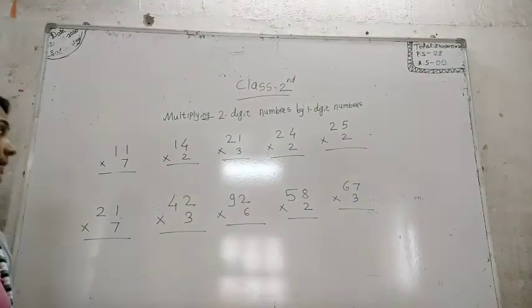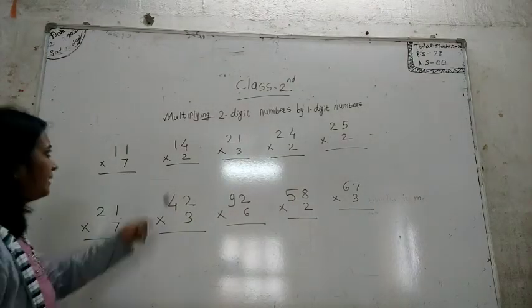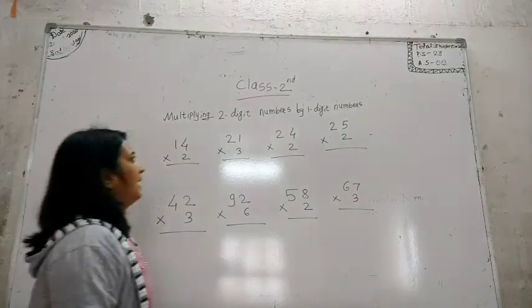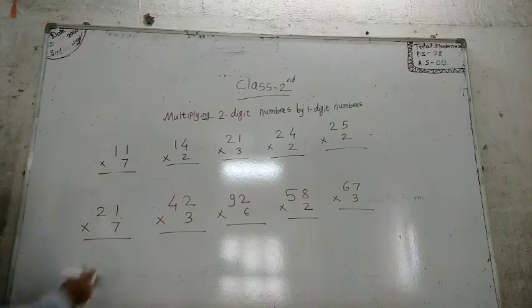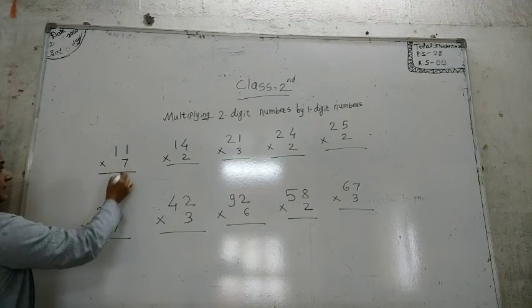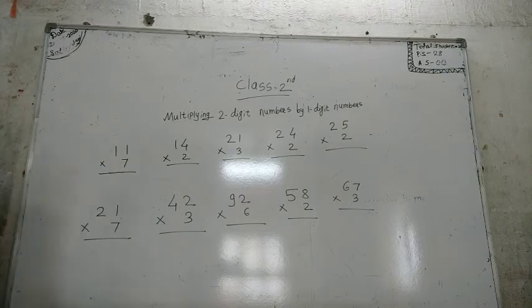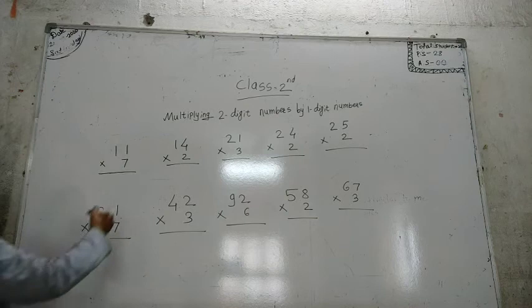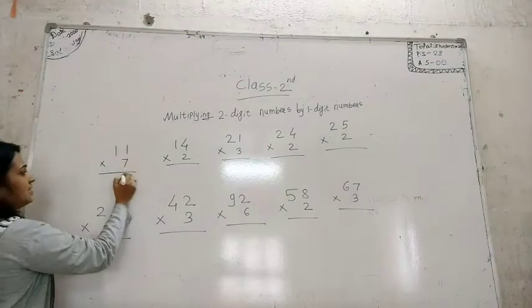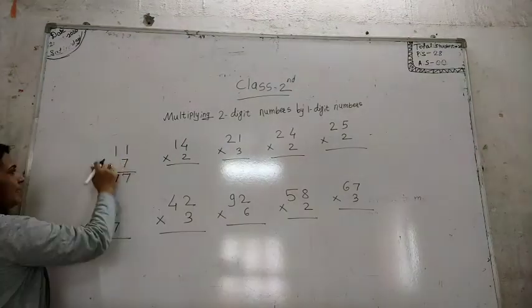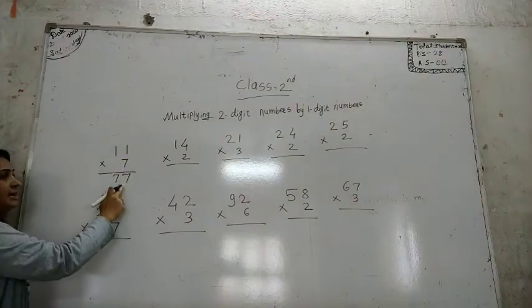Students, now I explain the exercise on page number 80 and 81, that is multiplying two-digit numbers by a one-digit number. Here we have to multiply. The first example is 11 multiplied by 7. In this type of multiplication problem, first we have to multiply the ones and the tens one by one. So we start: 1 7s are 7 and again 1 7s are 7. So 11 multiplied by 7, the answer is 77.